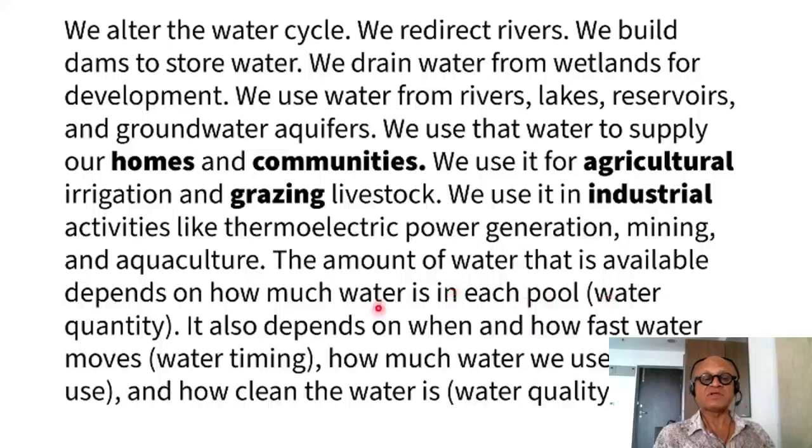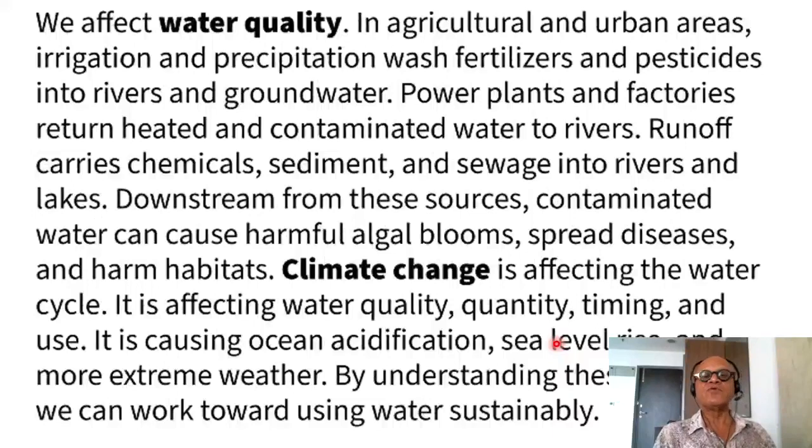The amount of water that is available depends on how much water is in each pool. So that's the water quantity. It also depends on when and how fast water moves, so the water timing is important, how much water we use, the extraction part, and how clean the water is in terms of water quality, right? We affect water quality also in agricultural and urban areas. Irrigation and precipitation wash fertilizers and pesticides into rivers and groundwater. Power plants and factories return heated and contaminated water to rivers. Runoff carries chemicals, sediment, and sewage into rivers and lakes.